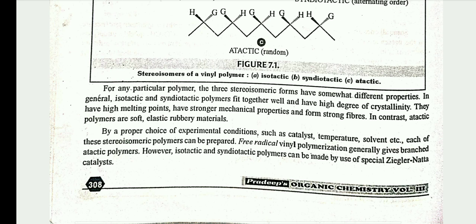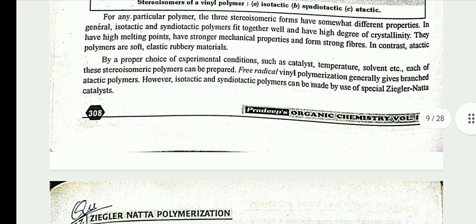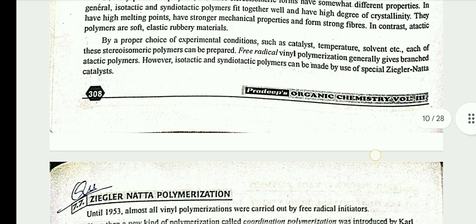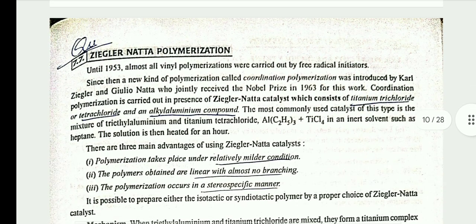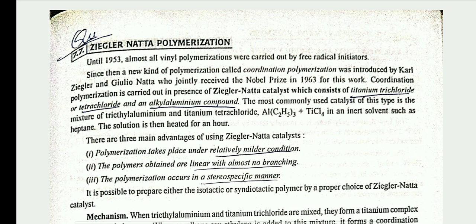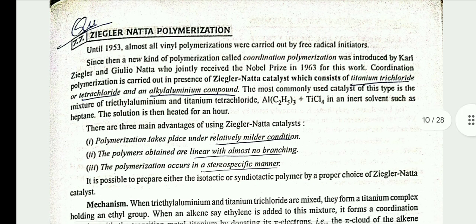By a proper choice of experimental conditions such as catalyst, temperature, and solvent, each of these stereoisomeric polymers can be prepared. Free radical vinyl polymerization generally gives branched atactic polymer. However, isotactic and syndiotactic polymers can be made by use of special Ziegler-Natta catalysts. Ziegler-Natta polymerization. Until 1953, almost all vinyl polymerizations were carried out by free radical initiators. Since then, a new kind of polymerization called coordination polymerization was introduced by Carl Ziegler and Natta, who jointly received the Nobel Prize in 1963 for this work.